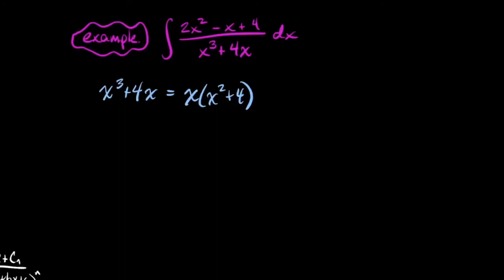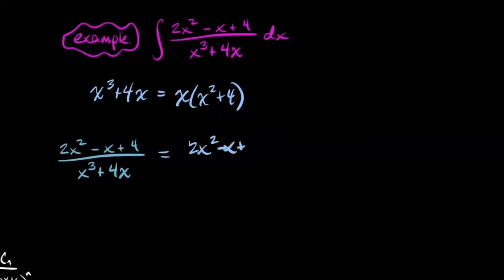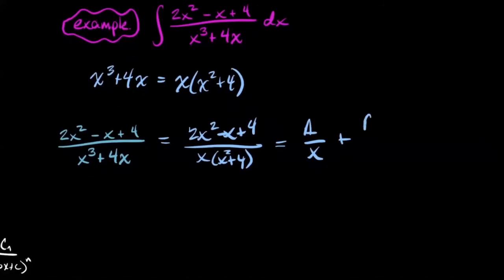So we can write this thing as 2x squared minus x plus 4 divided by x times x squared plus 4, which is going to be a over x plus, and now we would have bx plus c, since that's quadratic, over x squared plus 4.